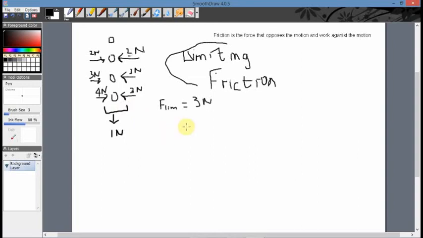Now let me give you another concept that is called limiting equilibrium. Sorry for the bad handwriting.